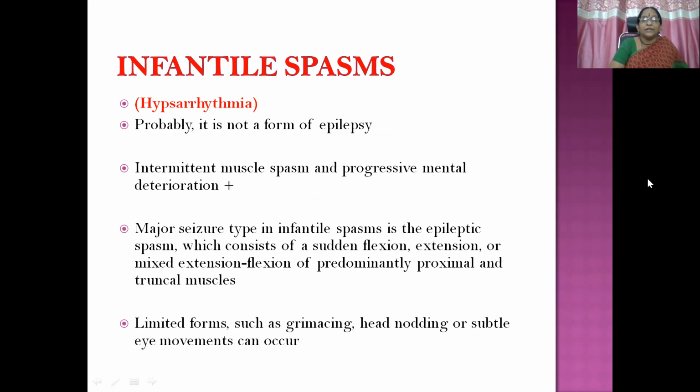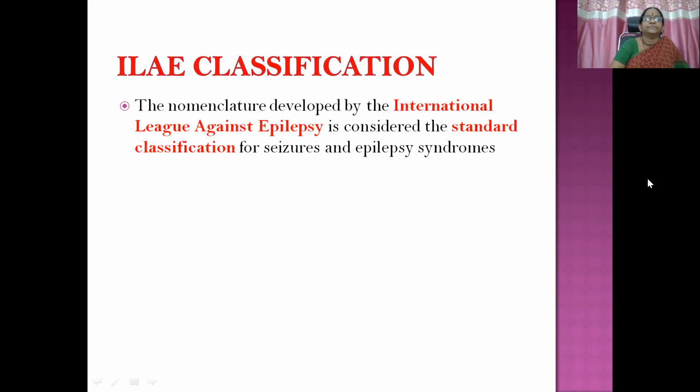Probably it is not a form of epilepsy, but there is a symptom like intermittent muscle spasm along with progressive mental retardation. The major seizure type in infantile spasms is the epileptic spasm, which consists of a sudden flexion and extension or a mix of extension and flexion of predominantly proximal and truncal muscles. Okay, the patient will be like this. Limited forms such as grimacing, head nodding, or subtle eye movements also can occur.